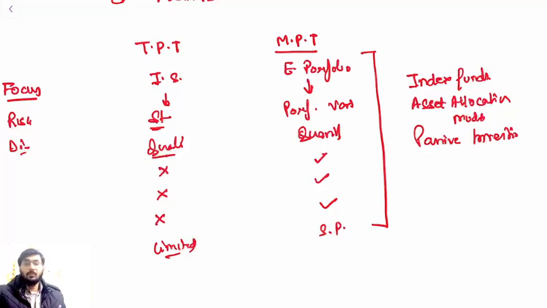Okay, now the only point left for me to discuss in this lecture is the difference between the security market line and the capital market line. Clear? Now give the heading for CML and SML.